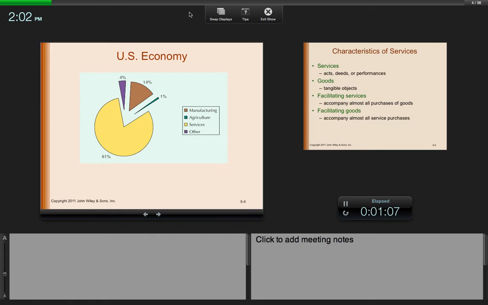As you see from this graph, we'll be looking at the U.S. economy. 81% of the U.S. economy is driven by services. Manufacturing, 14%. The agriculture, 1%, and 4% from other entities. Now, these stats are as of 2011, when this text was made available. Recent stats show a similar breakdown, and if you were to historically look at numbers from 50 years ago, you would see the agricultural shrinkage.